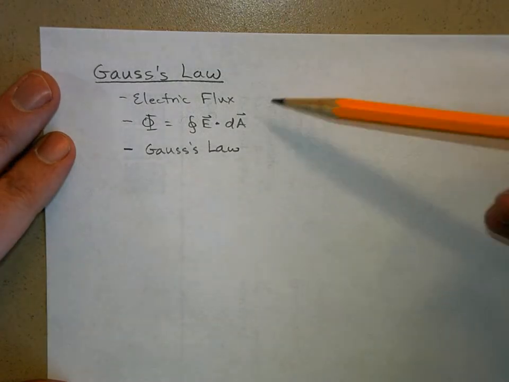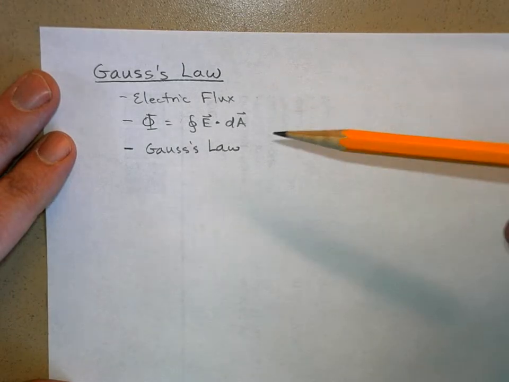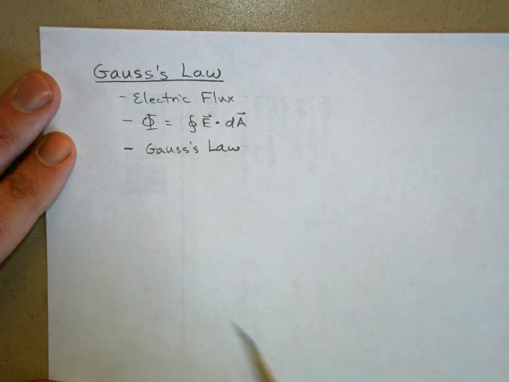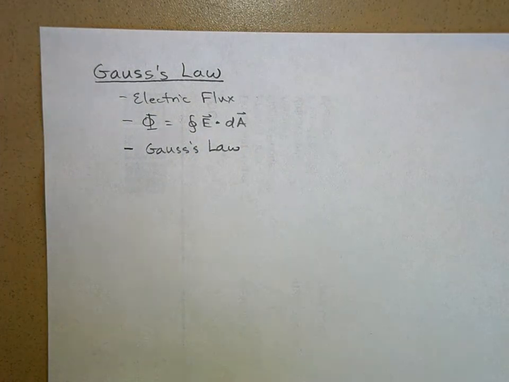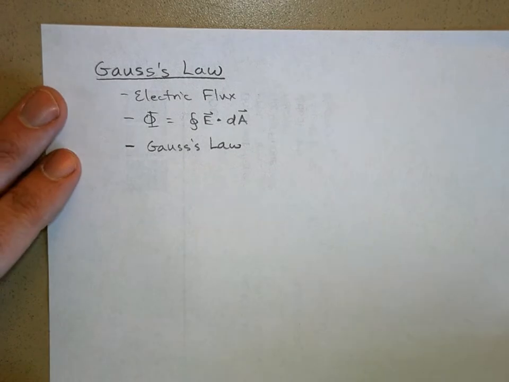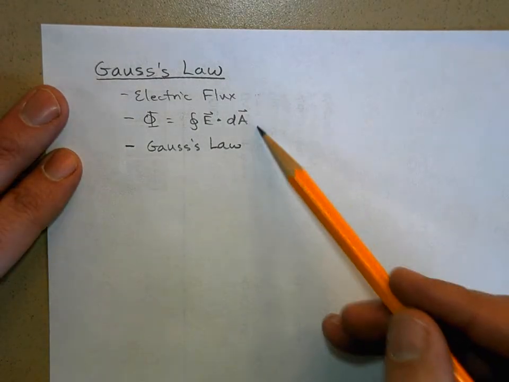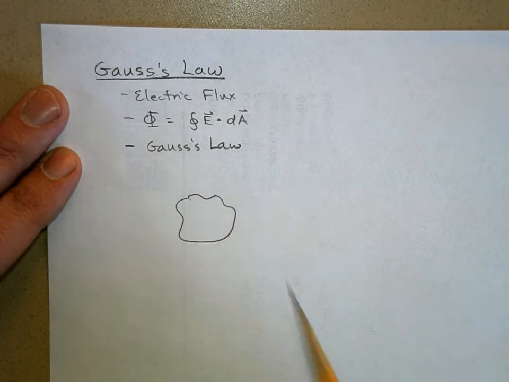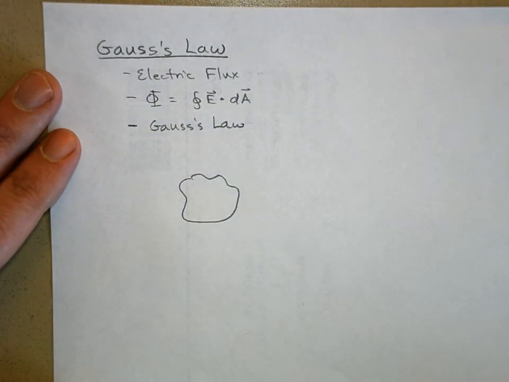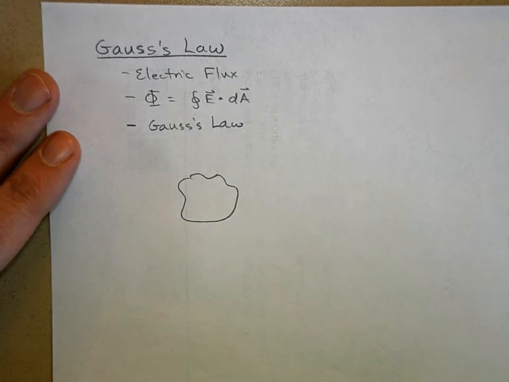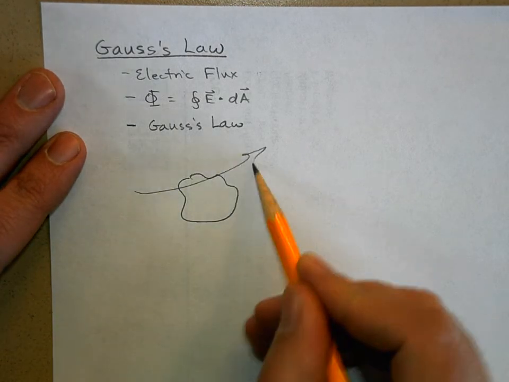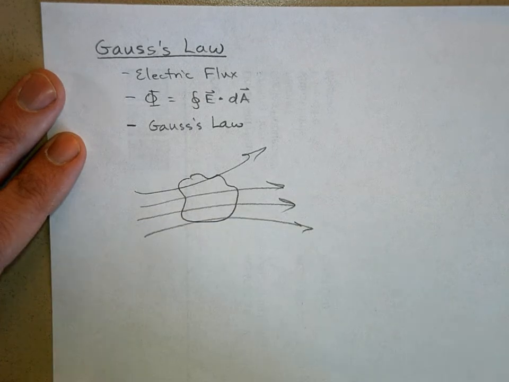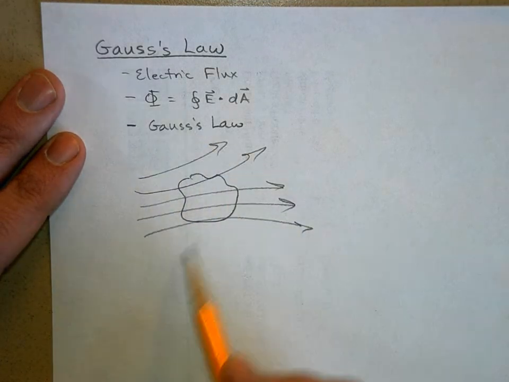So let's review what electric flux is. And then what is electric flux through a closed surface, using this definition of it. And then we'll get to Gauss's law. So now, actually, let's combine this. If I have some closed surface, some amoeba, and I've got electric flux, some weird shape like this, and it just extends out.